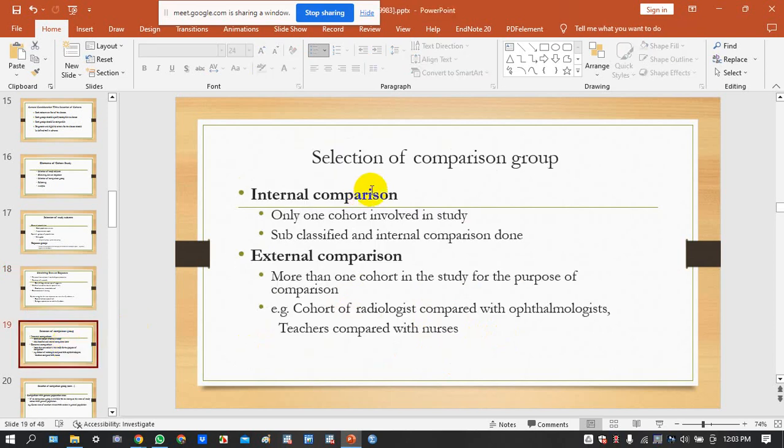Selection of comparison group. For the comparison group, we can have an internal comparison group, that is only one cohort involved in a study. So the group of people, we can just have one group, that's the internal comparison group. That is when we take baseline information on those who don't have the condition, then when they develop the condition, we take their results and compare the results at baseline and the results when they develop the condition. That gives us an internal comparison group.